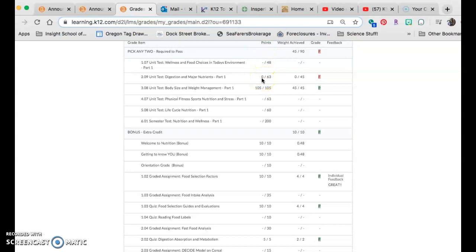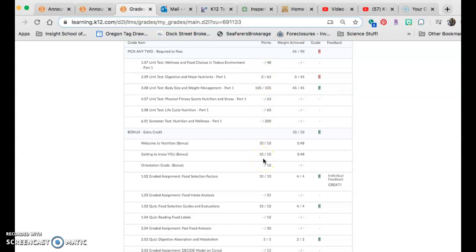So if you have zeros and you want to take a different unit test, you are more than welcome to take any of these that you want, and I will replace the 0. Like this person took Unit 3's test instead of Unit 1, so I took the Unit 1 0 away. If you see a dash line, it means that is not negatively affecting your grade. If you see a 0, that does mean it's negatively affecting your grade.